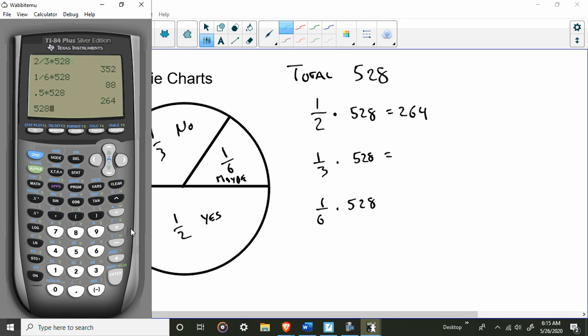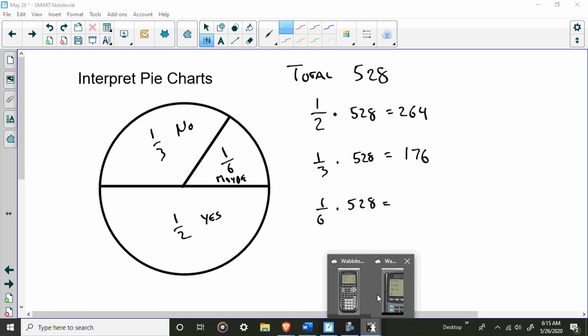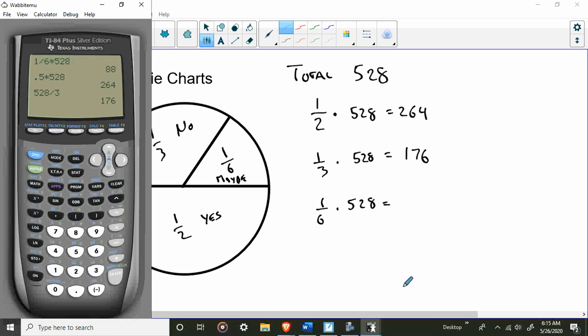528. Remember, multiplying by 1/3 and dividing by 3 is the same thing. That's 176. And 1/6 times 528, I believe that's going to be 88. Yeah, 88.